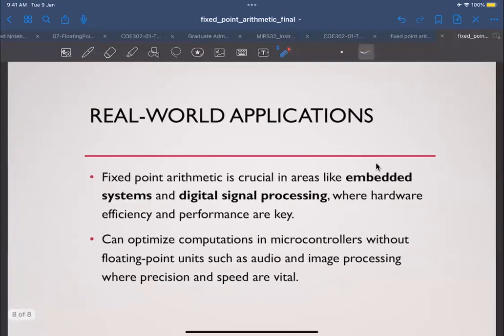Usually, as I said, microcontrollers do not come with floating point units, which are very expensive. They are just processors or co-processors. So they don't come with that. So you have to implement fixed point arithmetic in order to compensate for dealing with fractions.